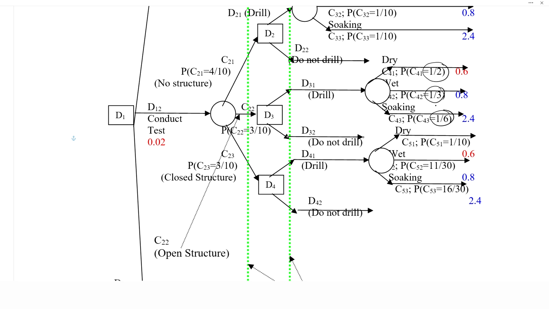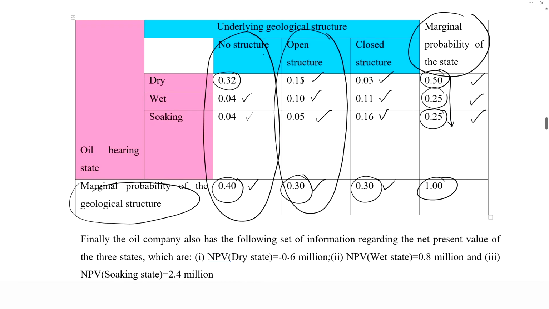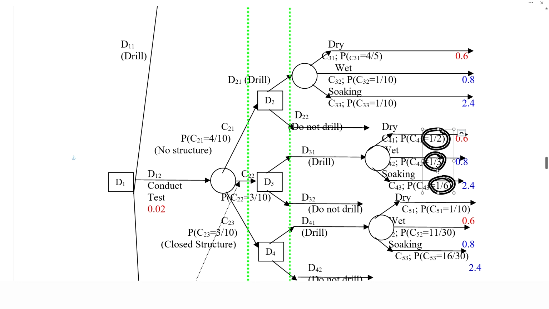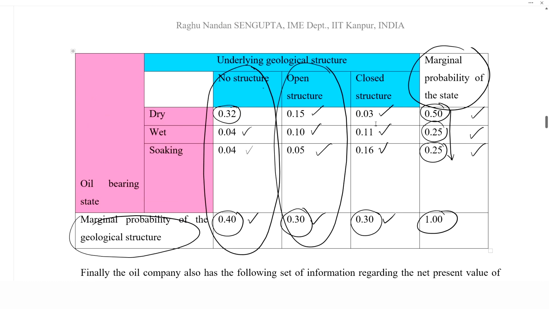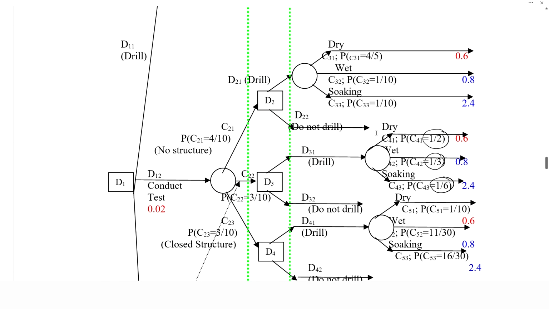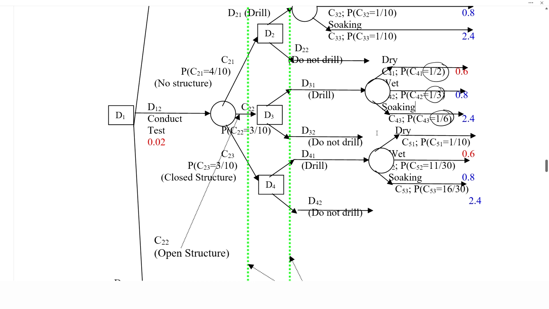So, if I consider half is here, 0.5, 0.15 by 0.3 is half, 0.1 by 0.3 is 1 by 3. So, you see the value of 1 by 3 here, and the last value 1 by 6. So, if I see the value of 0.05 by 0.3 is 1 by 6. So, obviously, for this case when there is an open structure, D32 would be do not drill. Obviously, you have to have a do not drill in order to basically find it out.